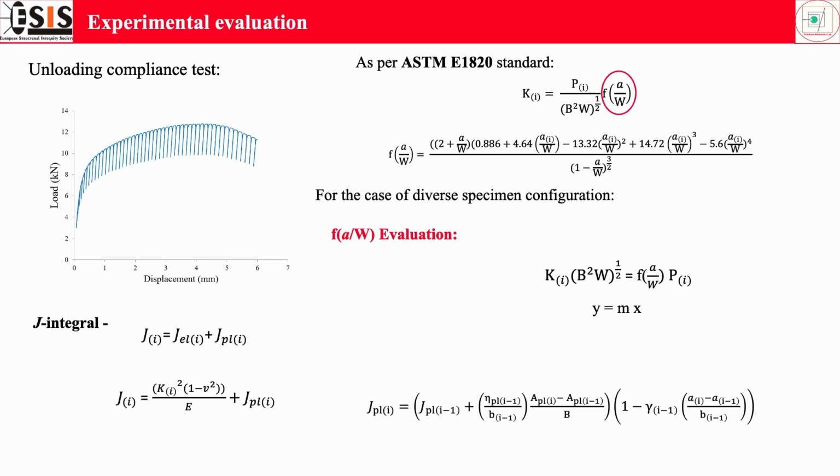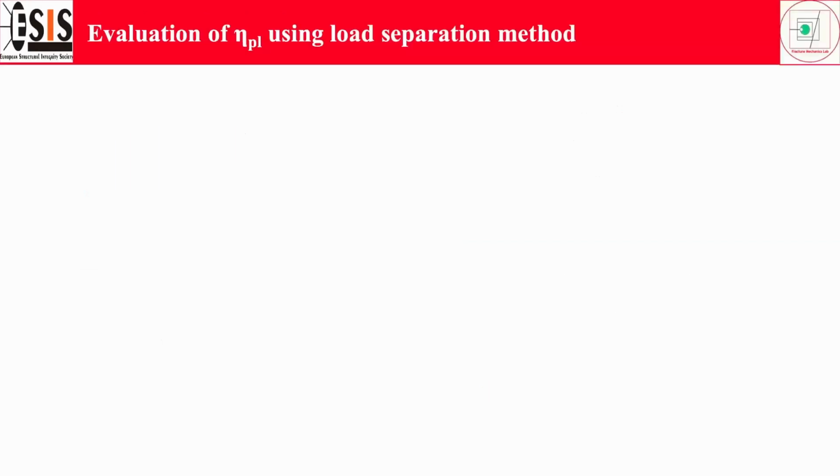And further, for the plastic part, we can see some other functions are also there, like eta factor and gamma factor. It will also basically depend on the geometry of the specimen. As I have already said, my specimen has a hole on it. So we also have to find out the expression of eta factor and gamma factor in order to find out the value of J plastic. To calculate the value of eta factor, there is a method called the load separation method. The load separation method is said to be one of the accurate methods to find out the value of the eta factor. But it has certain limitations also that I will discuss.